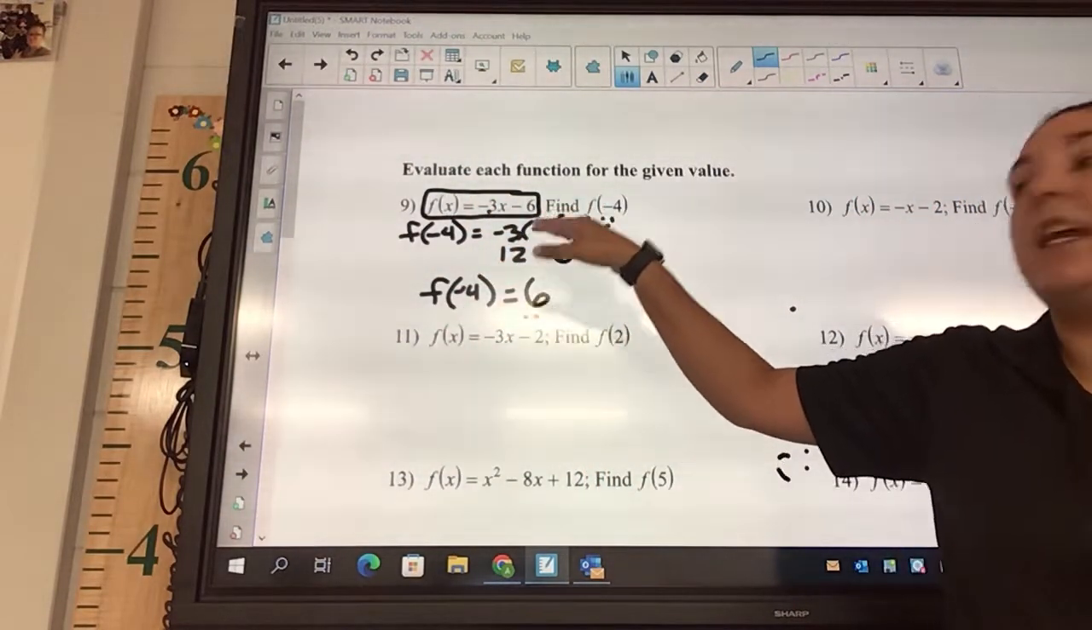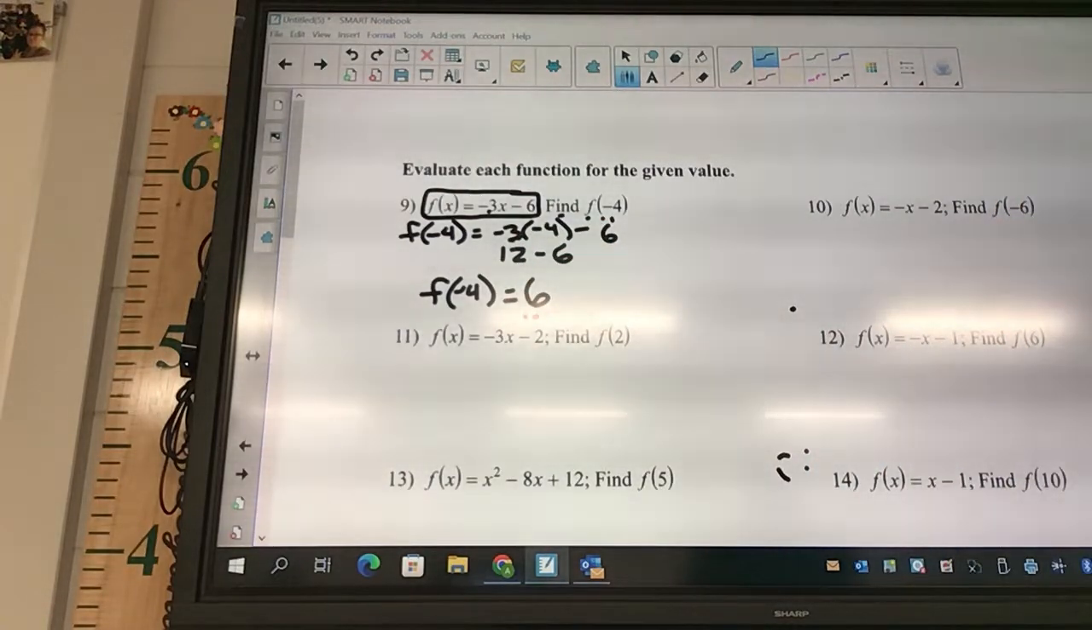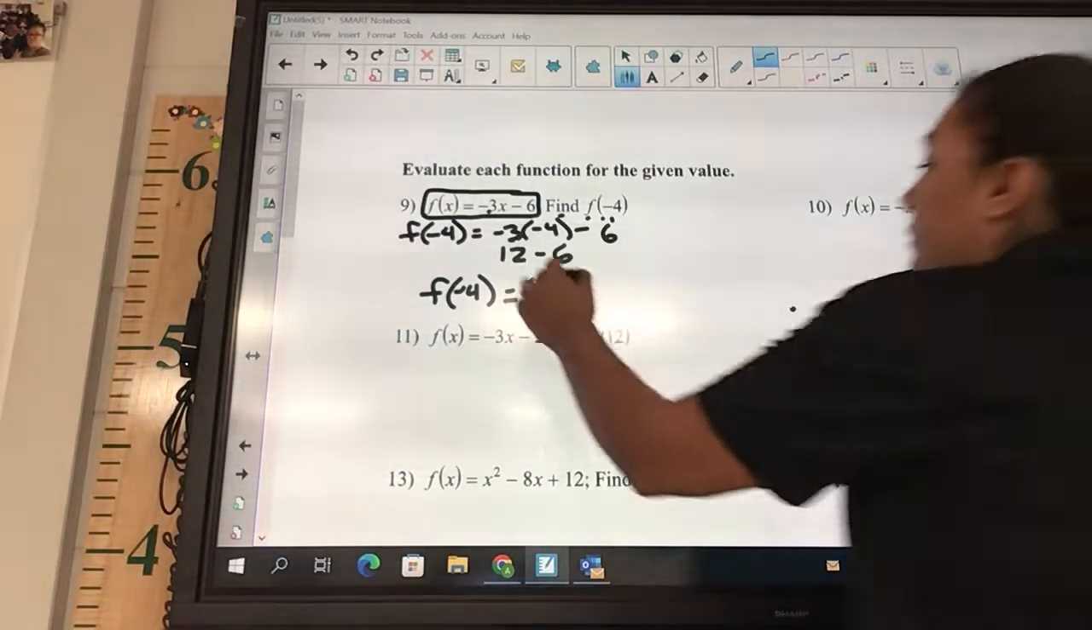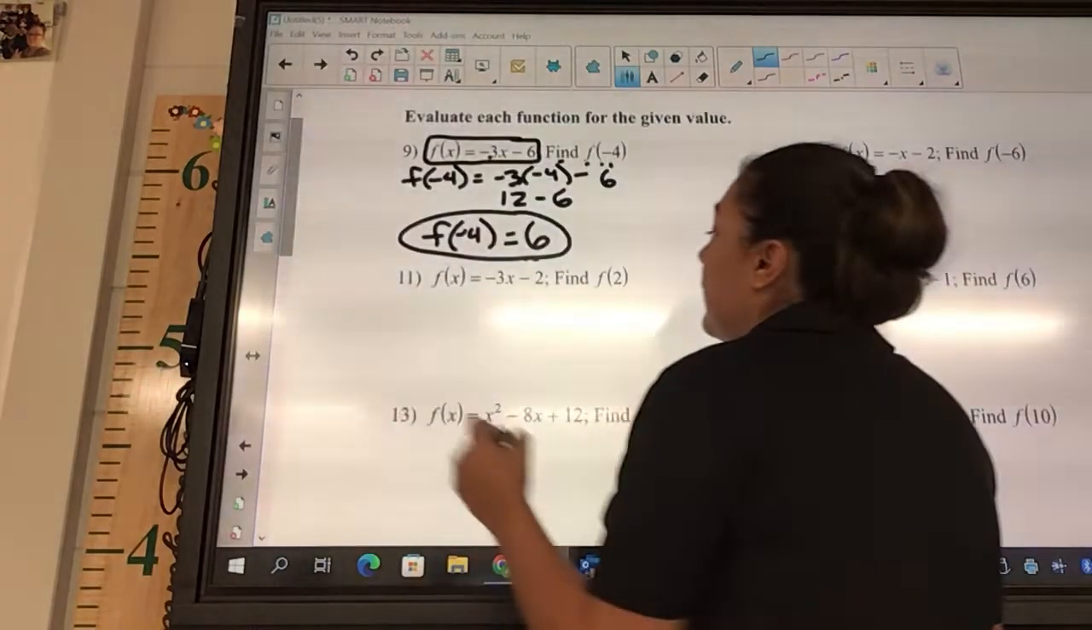Because if you would change it to -5, is my answer still going to be 6? No, because you would have to type in something different. So you have to have the f part. Okay, so that is our legitimate answer.